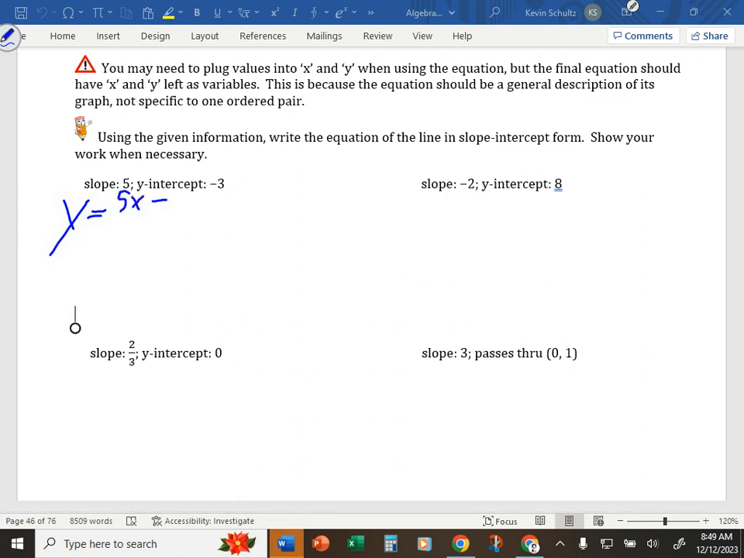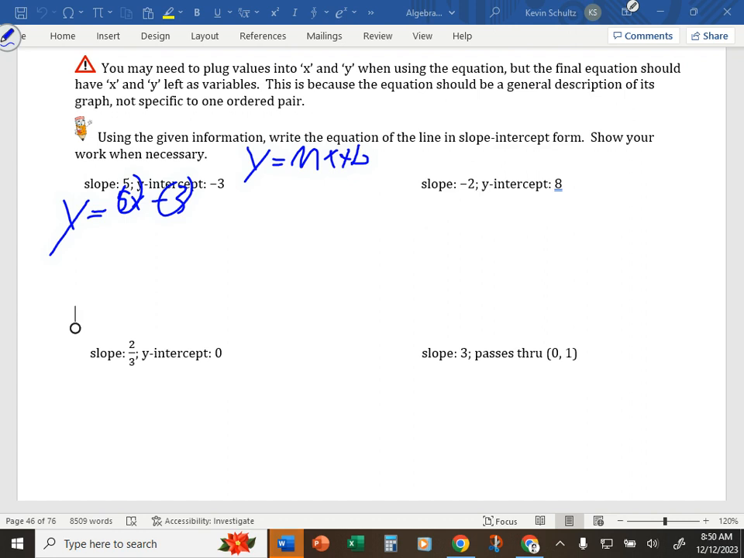So we're just writing it in slope-intercept form. Refresh your memory: slope-intercept form is y equals mx plus b. So the b is the -3 here, the mx is here, and then the y is the y. Is that what we have to do? Right, so let's go over this one.